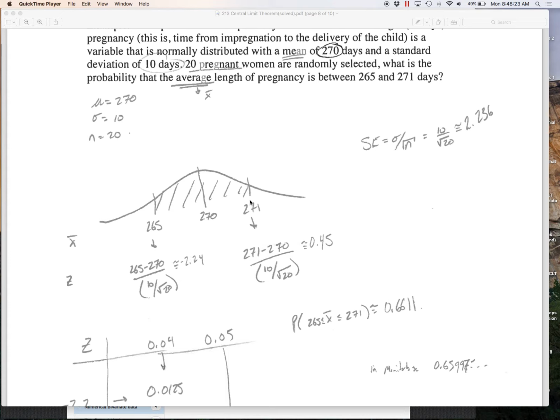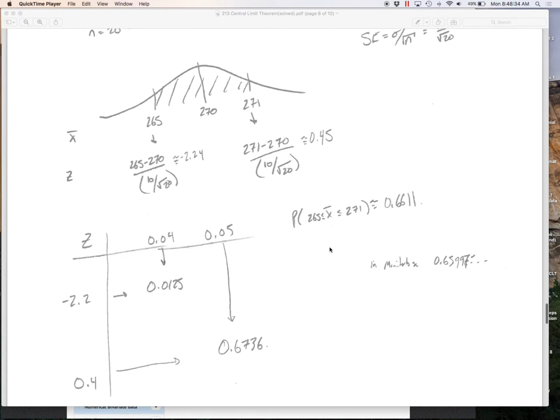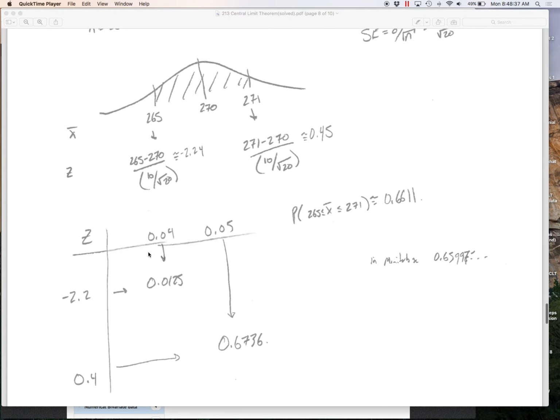Here I can convert this positive side then. This is 271, subtract 270, divided by sigma, divided by root n, and I get a z value of positive 0.45. Again, using my z table, I need to look up both of these values. Okay, so negative 2.2, and where it matches up with 0.4, and positive 0.4, and where it matches up with 0.05. I get these two areas. When I take the difference of these two areas, I find the probability of a gestational period for the average of 20 women to be in between these two values. There is a 66% chance that that happens.